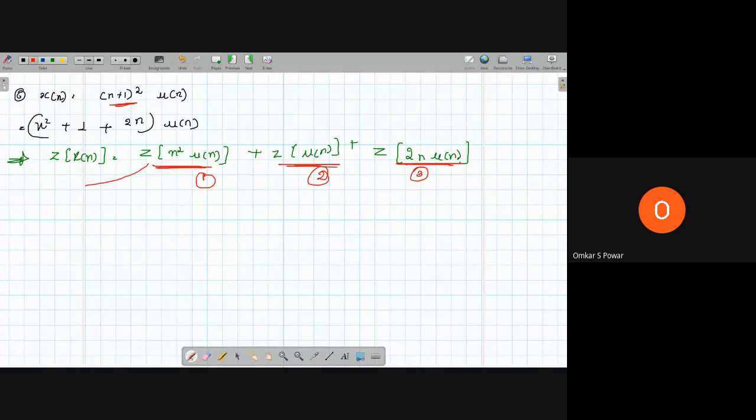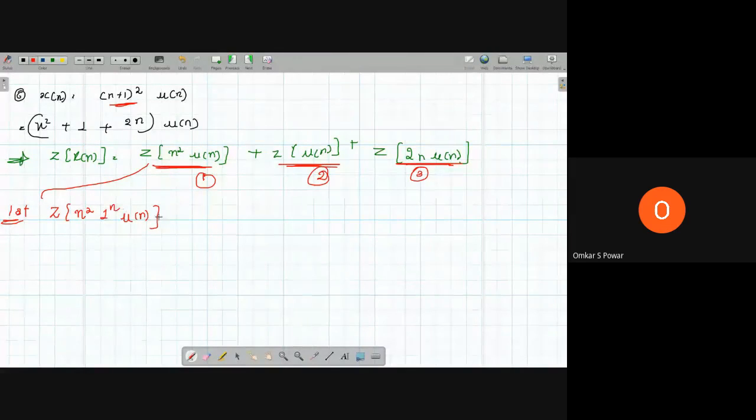So let us take the first term. What we have to find out is the Z transform of n square u of n. So I can write this as the Z transform of n square 1 to the power of n u of n, so that it is in the form of n square a power of n u of n.